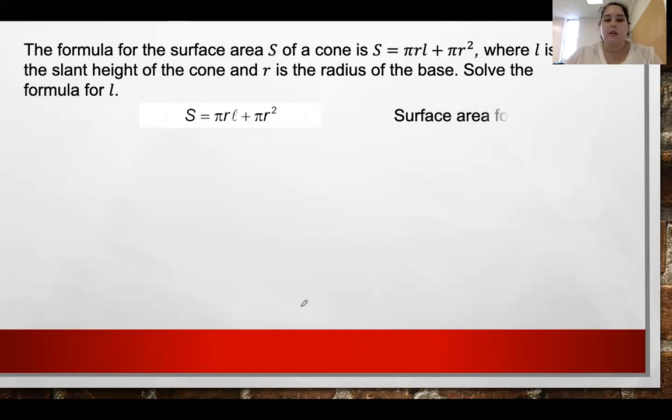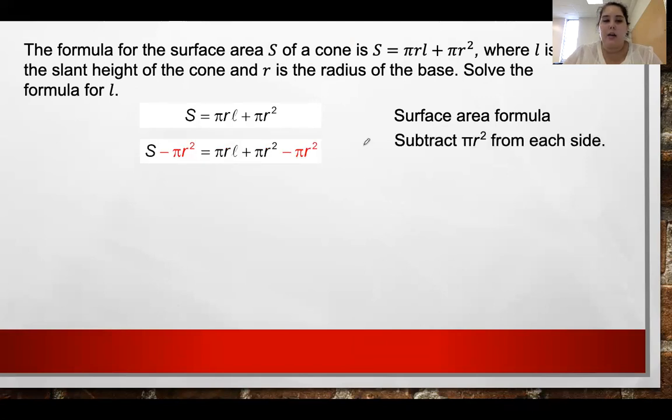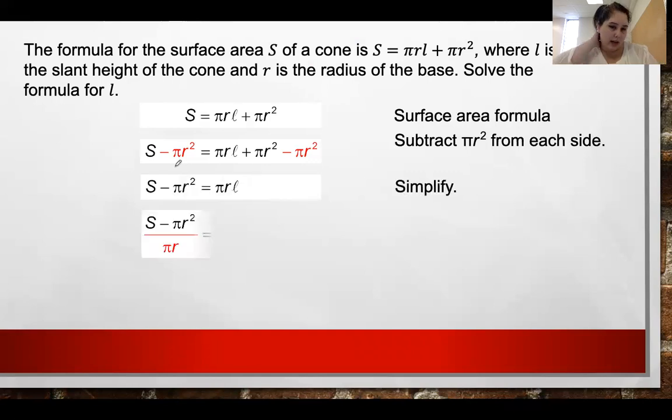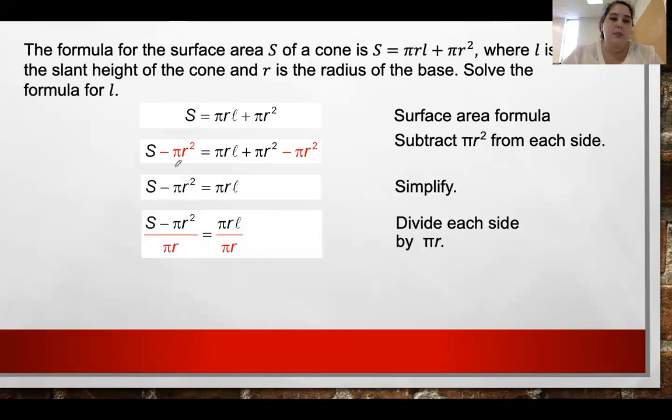So we're going to take our original formula, S equals pi RL plus pi r squared. And we're going to subtract pi r squared from both sides. That way we get rid of it over here, and we have now moved it over to the left-hand side. We then simplify, and we get S minus pi r squared equals pi RL. Now to get this L by itself, we need to divide by what's multiplying it. So we're going to divide both sides by pi r so that we can isolate L.